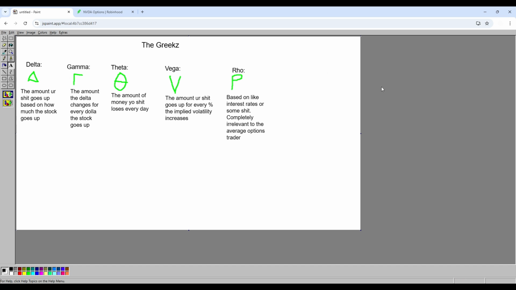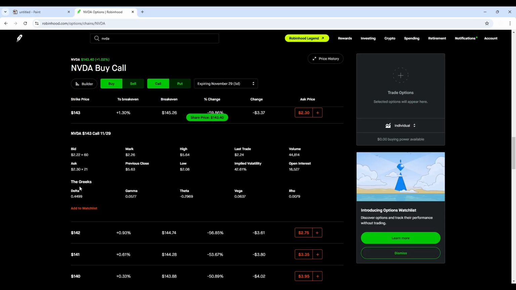So first off, we got delta. This is the amount of money that your option will increase for every dollar that the stock goes up. Looking at an example of this, we got NVIDIA, and we're looking at this 143.11-29 call, and we see it has a delta of 44.99. So essentially this means for every dollar that NVIDIA goes up after we buy this, the call is going to increase by $44.99 in value.